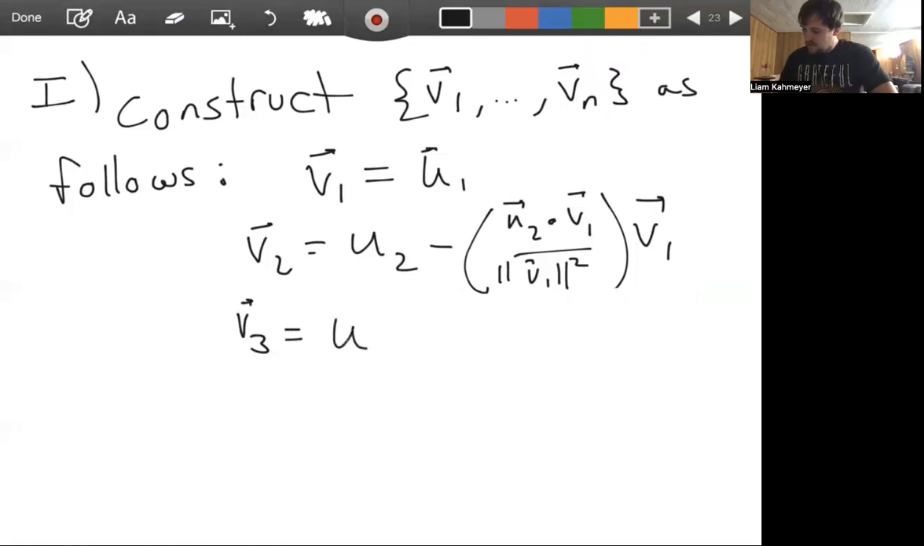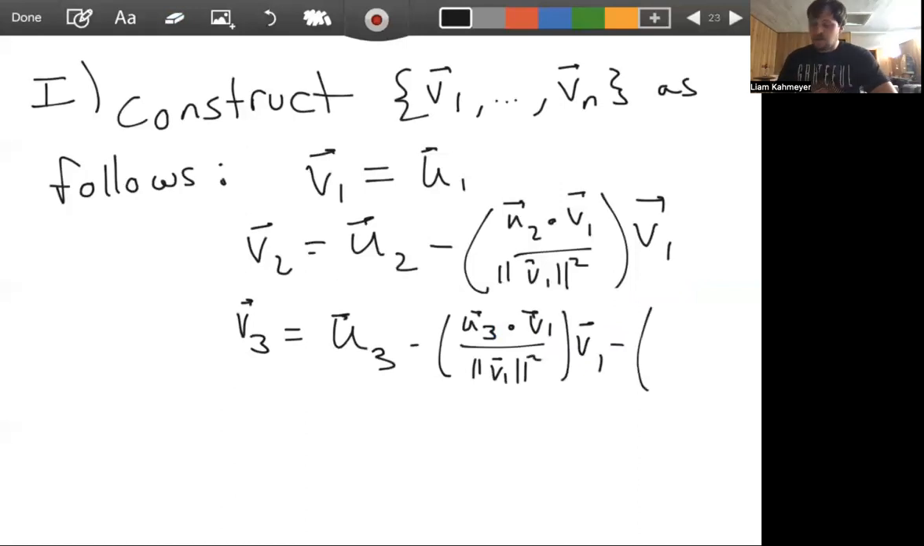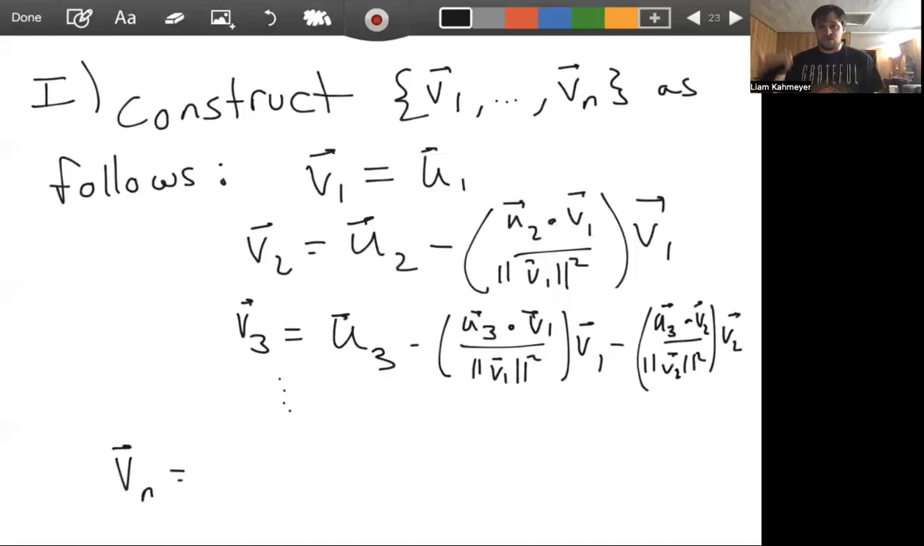So v3 is going to be u3 minus u3 dot v1 over the magnitude of v1 squared times v1, and then minus, we do the same thing for v2. So it's going to be the projection of u3 onto v2. So we'll have u3 dot v2 over the magnitude of v2 squared times v2, et cetera, vn. So we do this for every vector u1 through un to get vectors v1 through vn.